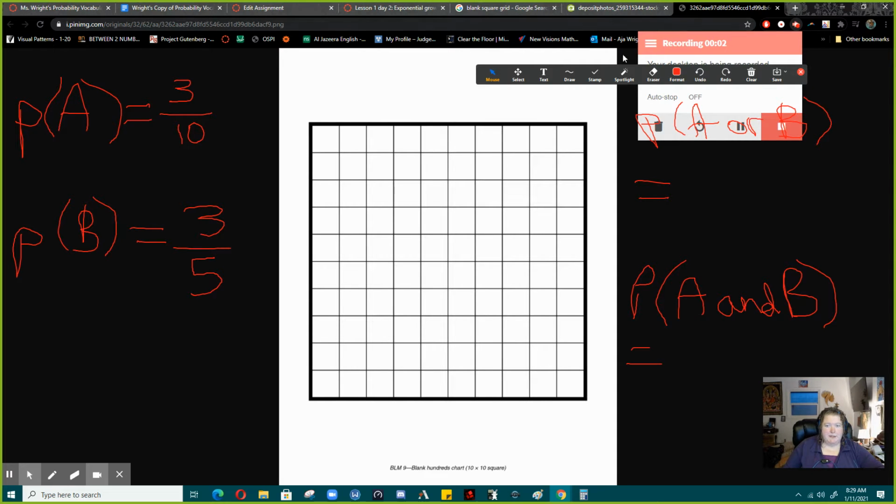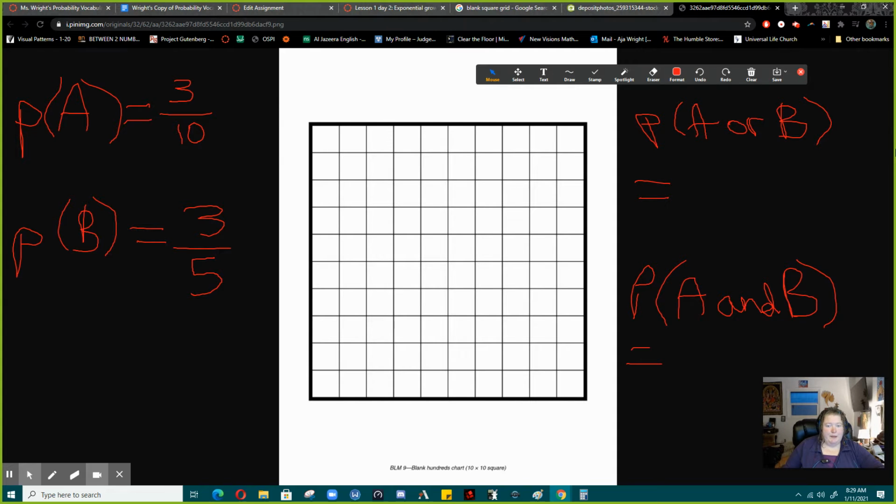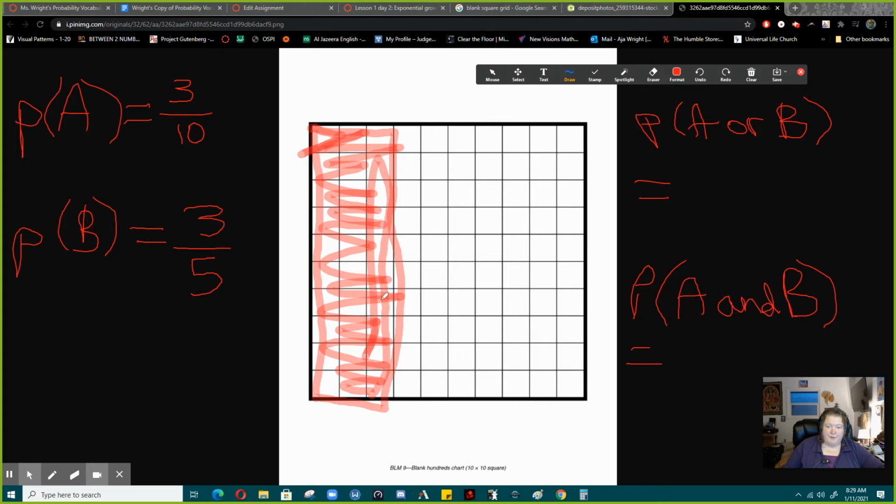All right. So how do you find probability, or how do you interpret this? So if I want to find the probability of A and it's 3/10, then I'm going to take this 10 by 10 grid and take 3/10 and just highlight that. So this is the probability of A, in this section right here.